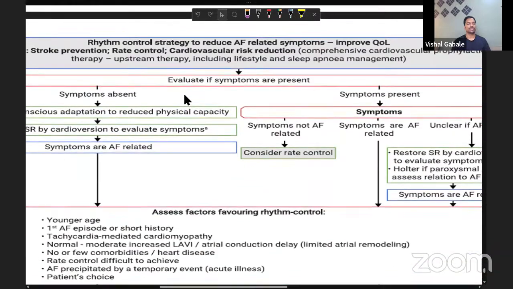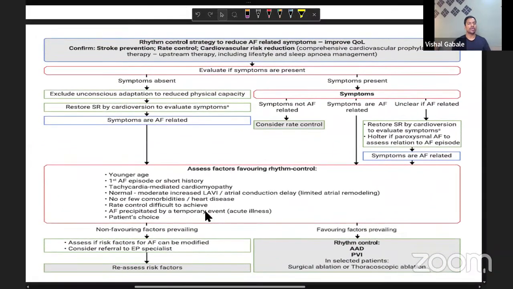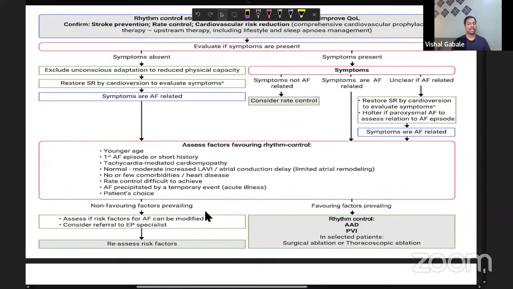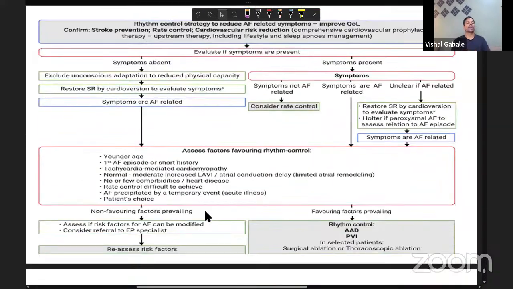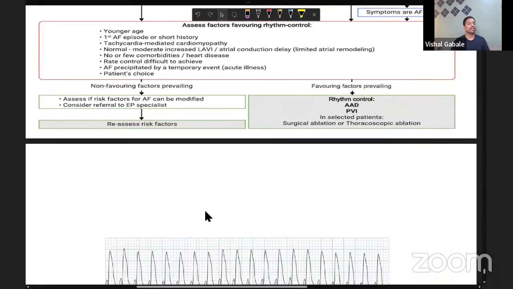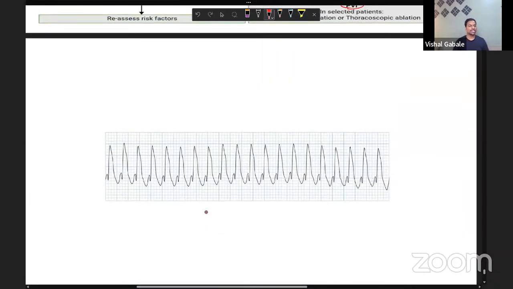Now, this is the flow chart for the rhythm control in atrial fibrillation. Okay, so same thing we have discussed, the factors in which we should favor the rhythm control. Those are mentioned over here, and that's how you do that. Okay, so rhythm control can be done by amiodarone or can be done by the procedure, that is pulmonary vein isolation. So finally, we have this ECG. And now you tell me what is the diagnosis of this ECG, guys.